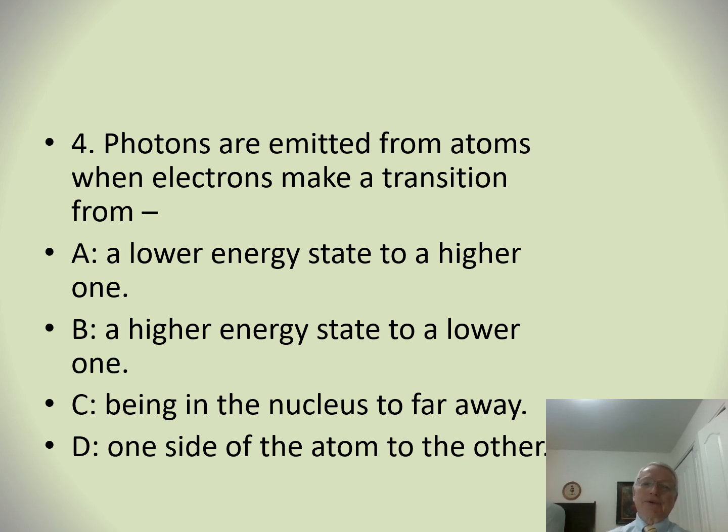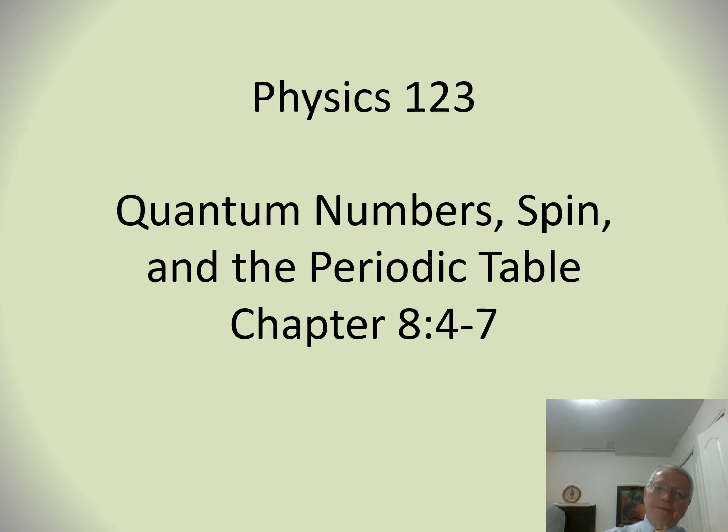How about this one? Photons are emitted from atoms, and electrons make a transition from which of these? From a higher energy state to a lower energy state. The electrons lose energy, and that energy shows up as a photon.